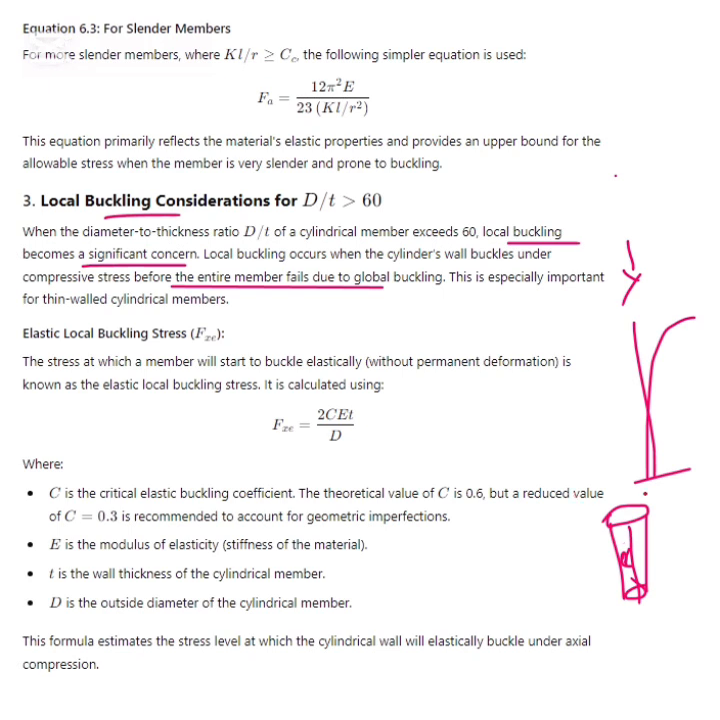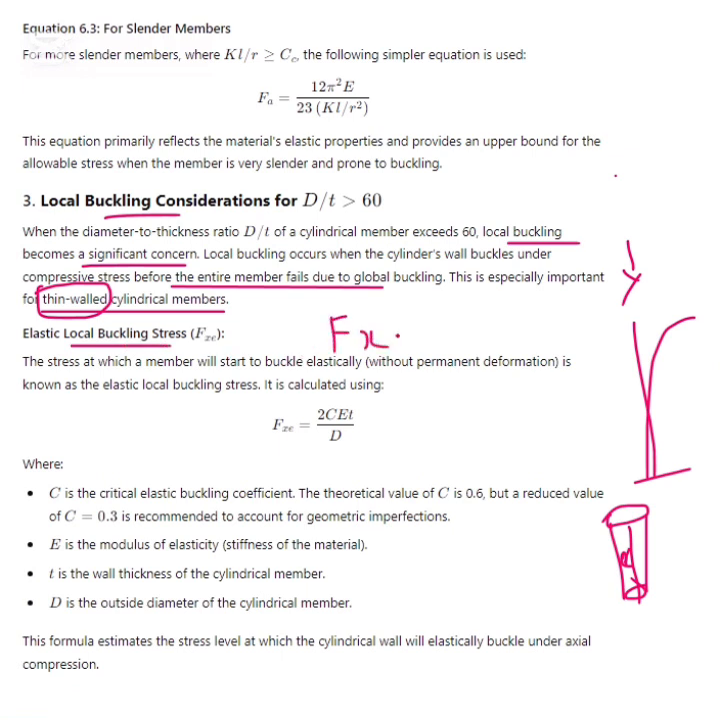So before the entire member fails due to global buckling, the cylinders will buckle locally under compressive stress. This is especially important for thin-walled cylindrical members. If the wall is very thin, there is a high chance that it can easily buckle locally. There are the elastic local buckling stress and the inelastic local buckling stress.